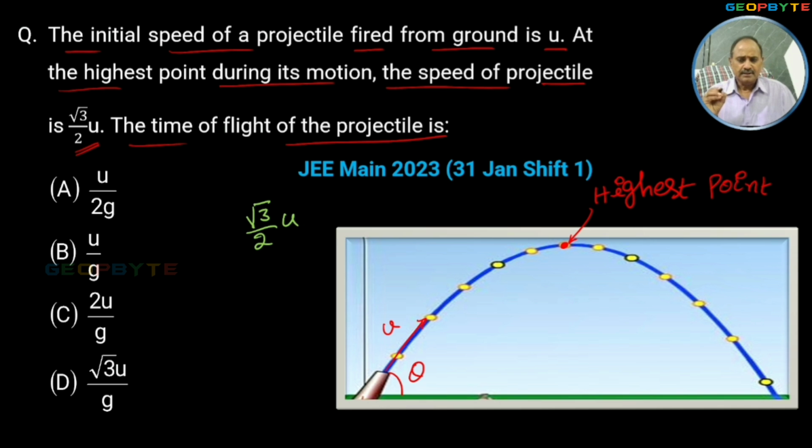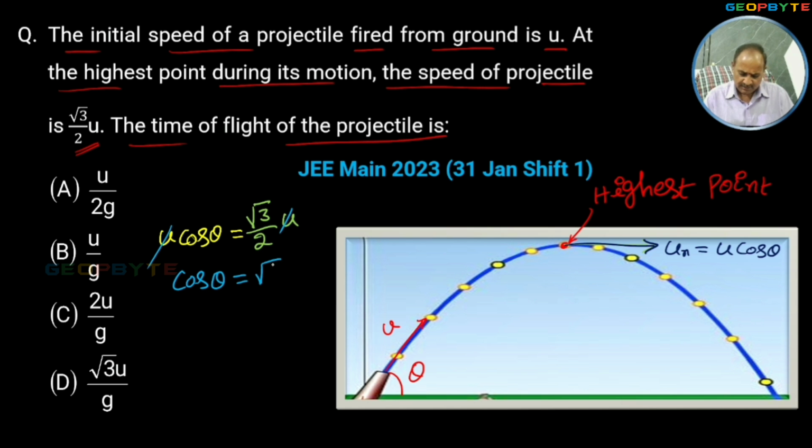At the highest point, it is having no vertical component of velocity. It is having only horizontal component of velocity. That horizontal component of velocity at the highest point, ux, equal to u cos theta. That means indirectly, the given value is equal to u cos theta. Then this u is cancelling. Cos theta equal to root 3 by 2. Therefore, theta equal to 30 degrees.